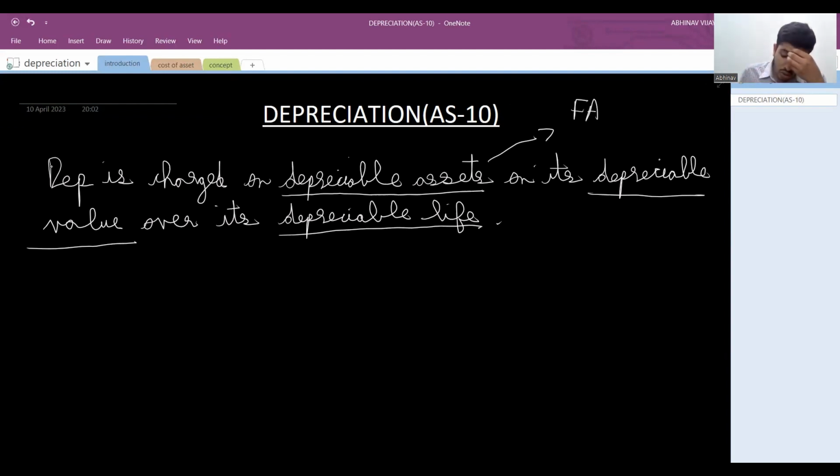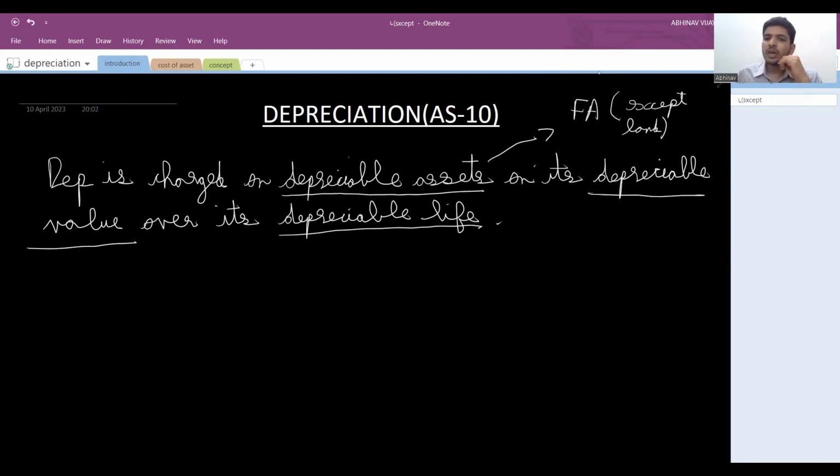Now, fixed asset, there is only one exception to this rule of fixed assets when it comes to depreciation. Every fixed asset is a depreciable asset except land. It's a simple concept. Usually, land value appreciates. Land value can never depreciate. That is the concept. So, except land, every fixed asset is a depreciable asset.